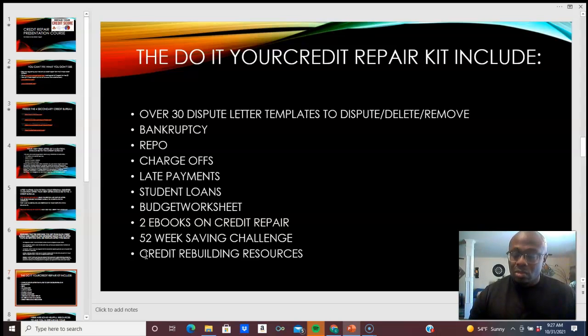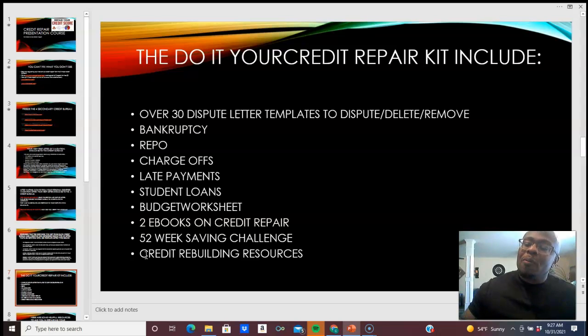Repos. We got letters in it for repos, charge offs, late payments, student loans. We also have a budgeting worksheet. We also have two ebooks to show you how to dispute this information, even at a different level. We have a 52-week saving challenge, and we also have credit rebuilding sources.